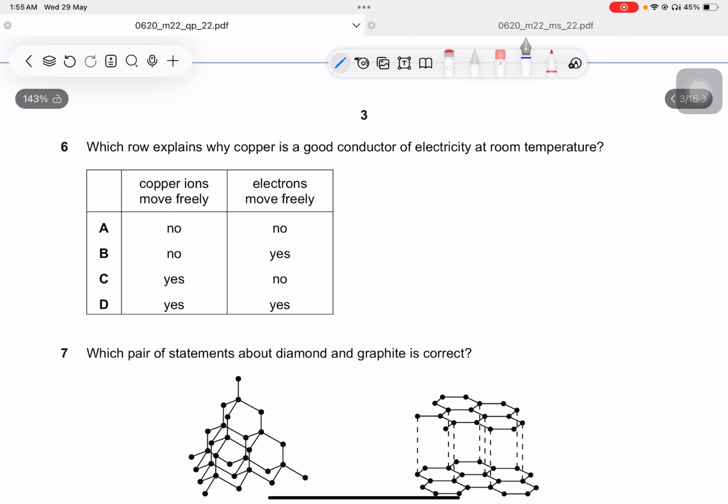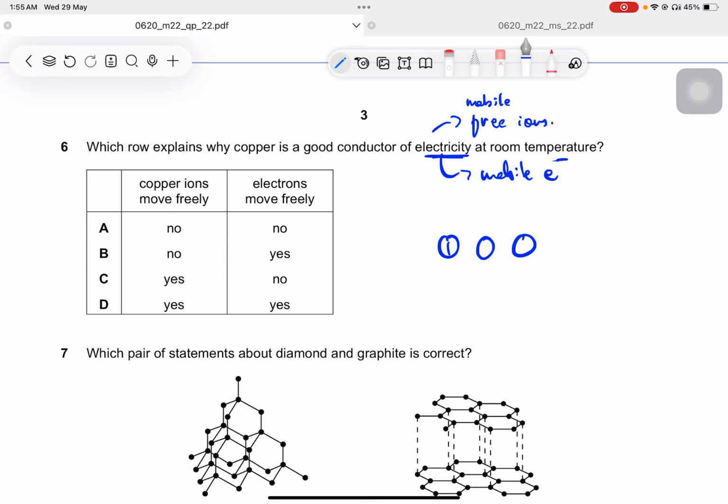Next, which row explains why copper is a good conductor of electricity at room temperature? Conduction of electricity is dependent on two things: free ions, or we should say mobile ions, or mobile electrons. In metals we have this structure in which this is the cation, and we have these electrons over here surrounding them, which can move freely.